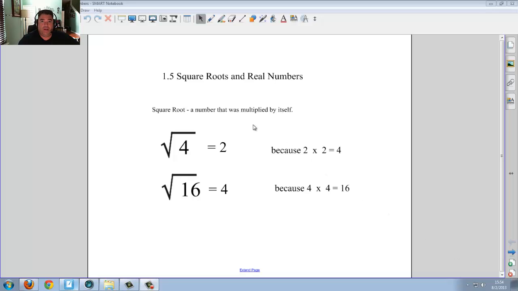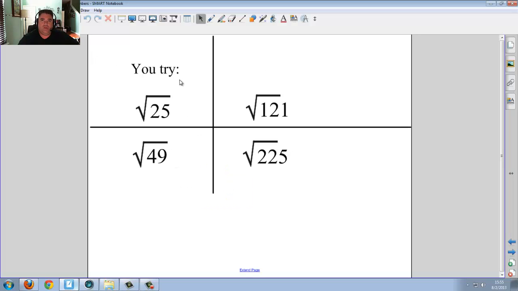Today, 1-5, square roots and real numbers. Well, a square root is a number that was multiplied by itself. It's kind of hard to explain, but the square root of 4 equals 2, meaning that 2 times 2 would make 4. So that's the idea. The idea is that you take a number and figure out what times itself would have made it. So in the case of 4, the square root of 4 is 2. The square root of 16 is 4, because 4 times 4 would make 16. So go ahead and give these a try.